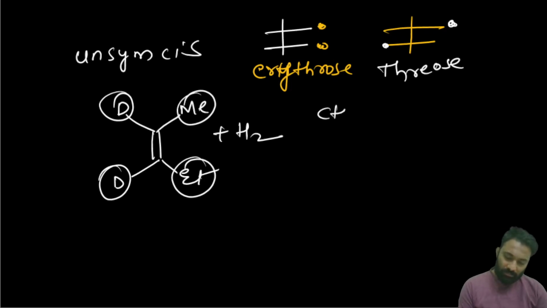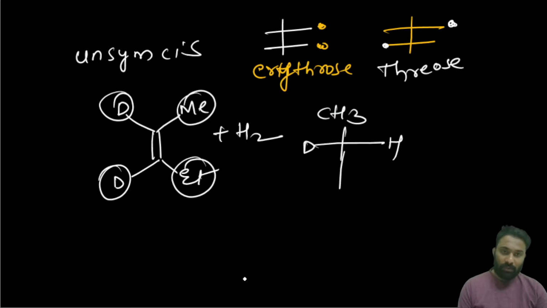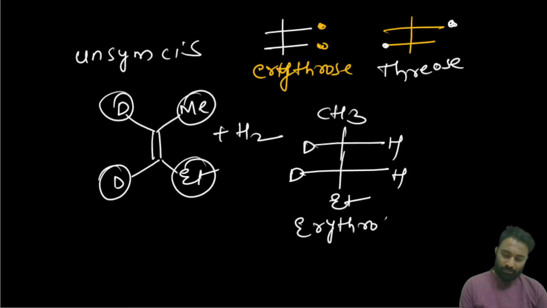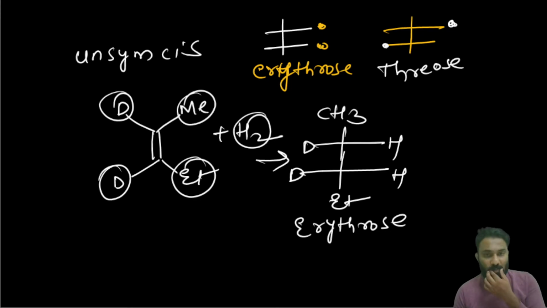Now what is the product we will get? One is the CH3 methyl, one deuterium, one hydrogen here, one deuterium, one hydrogen there. Now this is erythro. Unsymmetrical cis upon cis addition, what is it giving? Erythro. Done? Clear? Any confusion about it?